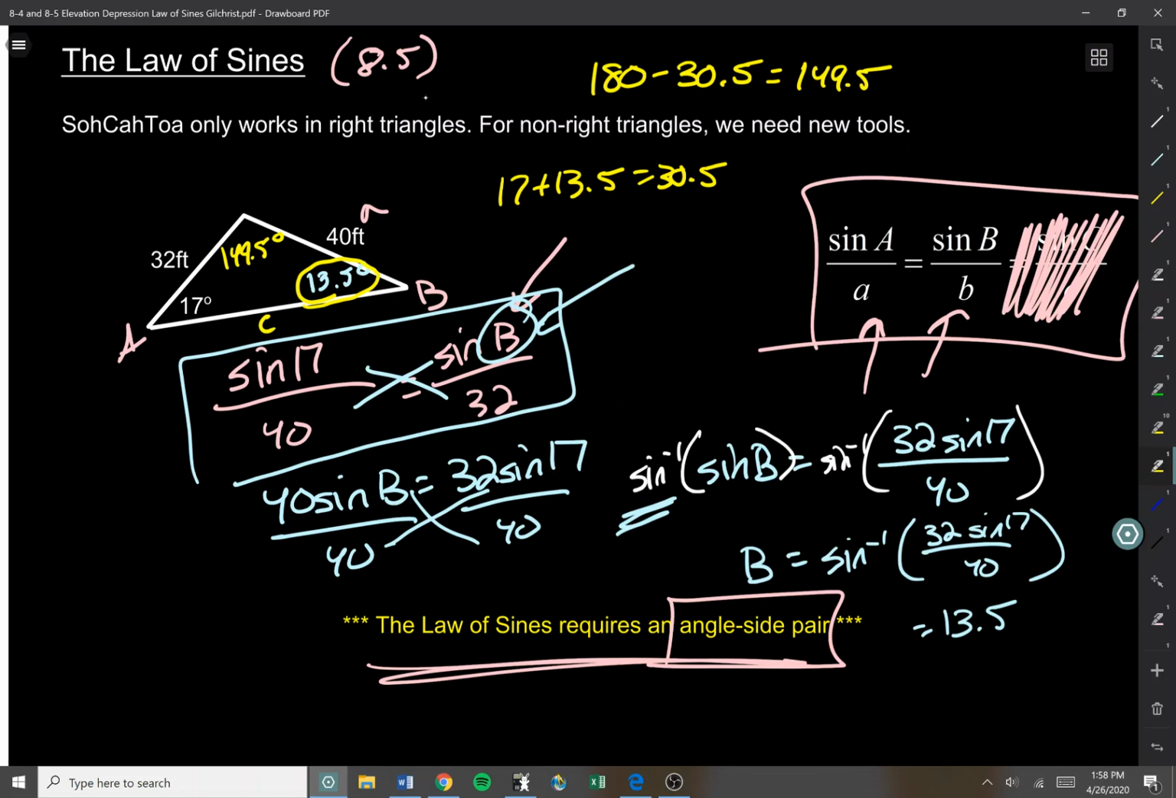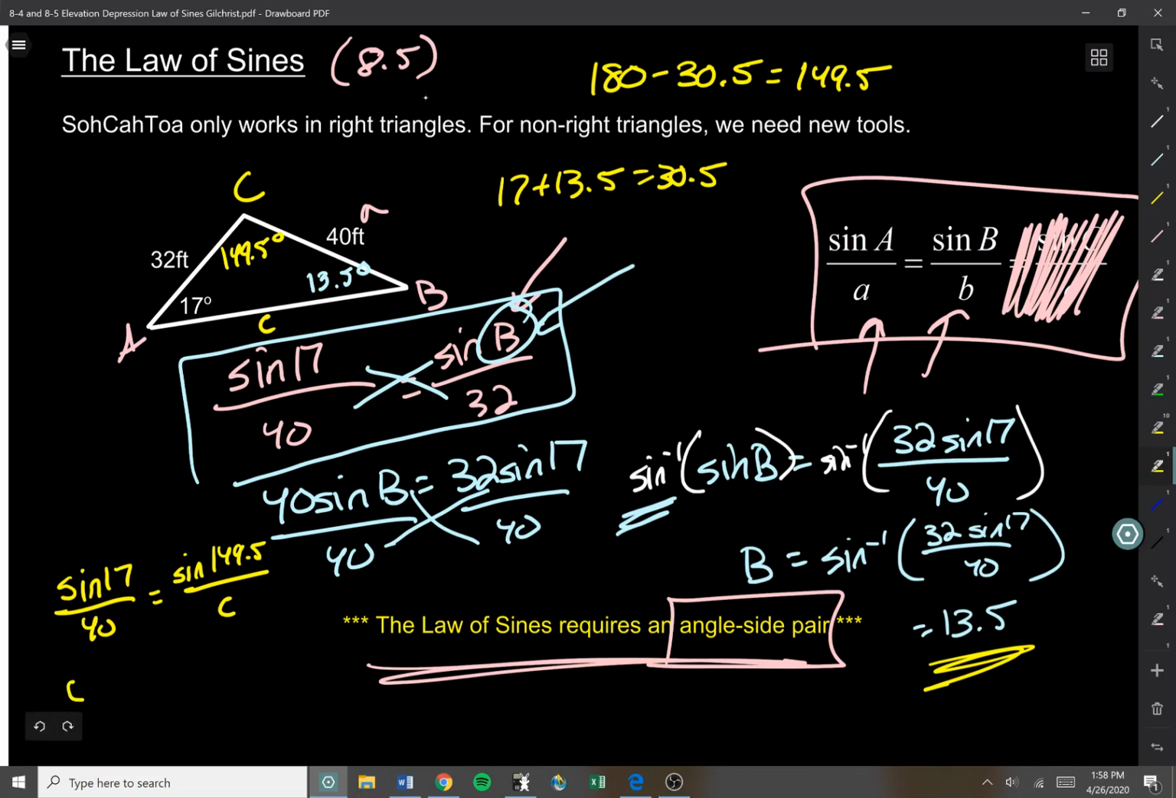I'm going to use the law of sines again. This is still the angle side pair I want to start with. Always use the same angle side pair. Always use the angle side pair you were given because you know it's true and because it wasn't rounded. There was some rounding that happened here which could make my calculations more incorrect as I keep going. So always use the angle side pair you were given. So I know the sine of 17 over 40 equals the sine of angle C, and angle C I know its value, it's 149.5 over side C.